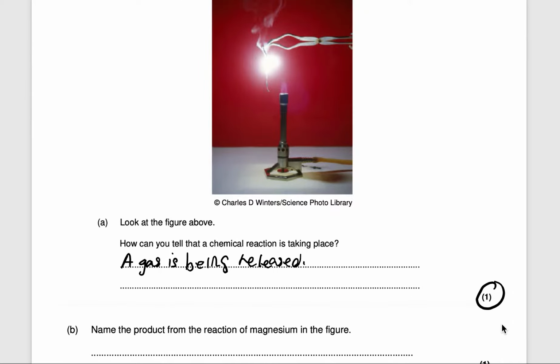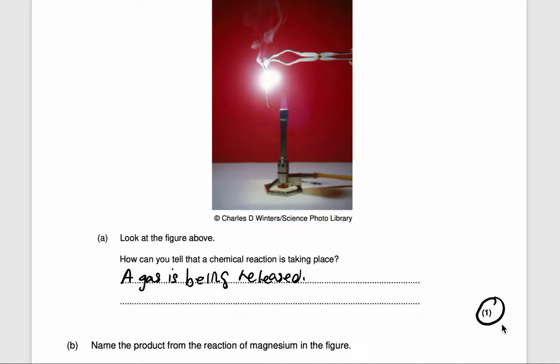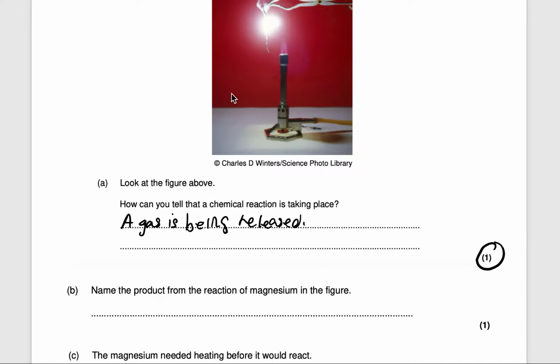Name the product from the reaction of magnesium in the figure. Now, because a gas is being released and it's magnesium, you are burning it, so that means it's going to be oxygen. So oxygen is going to be released from magnesium.